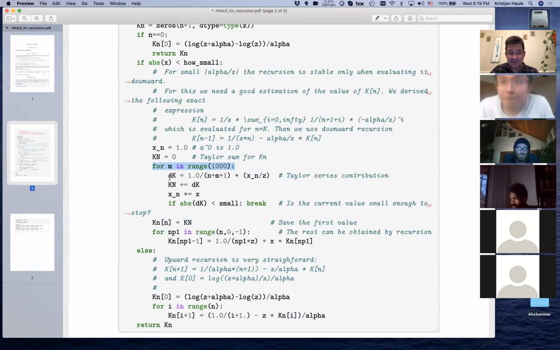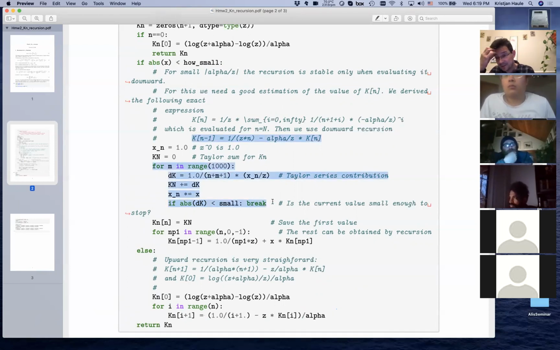So in practice I calculate only a few. I evaluate one term in the Taylor series, an arbitrary term, and add it to the sum for the Taylor series. Then I calculate x to the n. Rather than doing x to the n, I just multiply the previous xn with x. And then I say that if the contribution of this last term in the Taylor series is small enough, like 10 to the minus 8, then I break the loop. So then I'm done. And so in practice, this loop will not take many iterations.